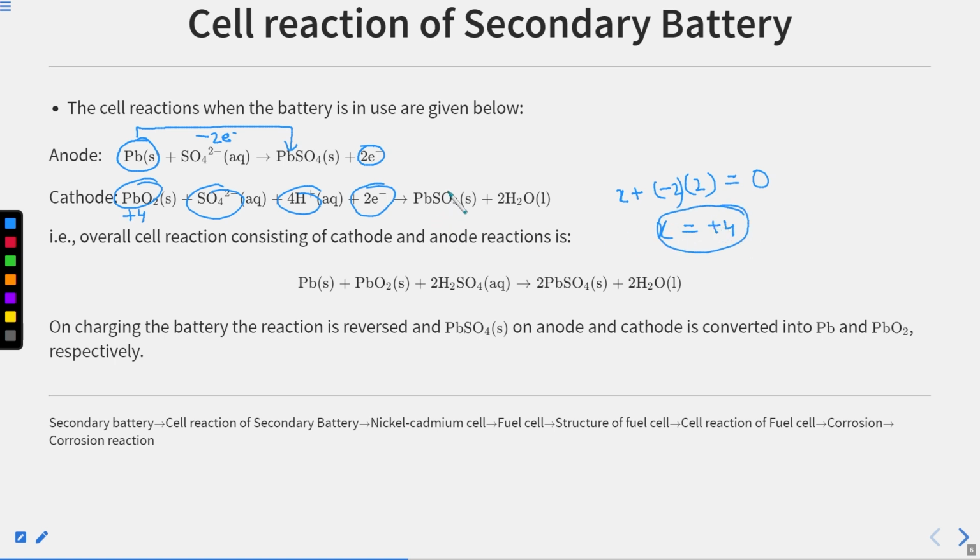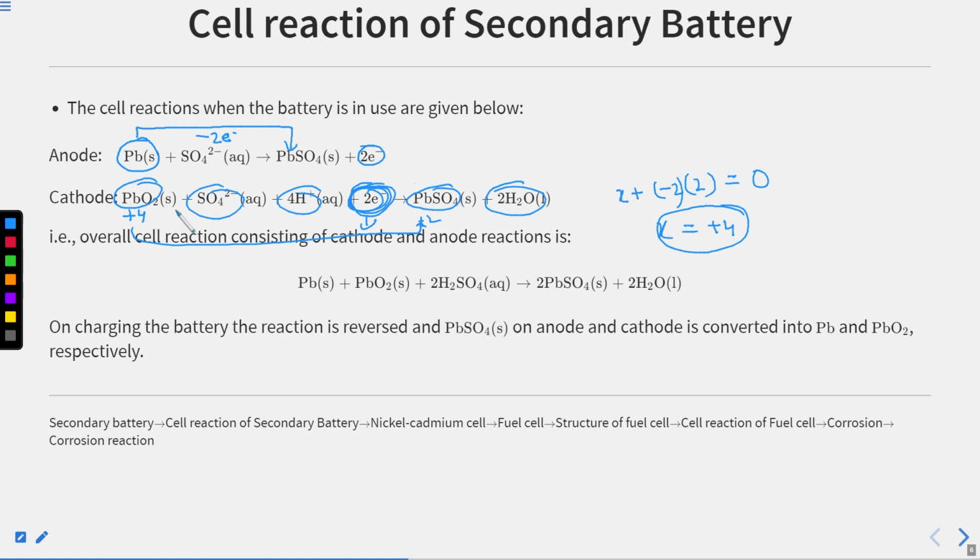Now, in PbSO4, the lead here will be +2. So where are we going from? We are going from +4 to +2. So here also 2 electrons are used up. We are getting an additional product, that is 2H2O, which is formed due to reaction of this H plus with O2. Okay, this reaction is totally balanced.